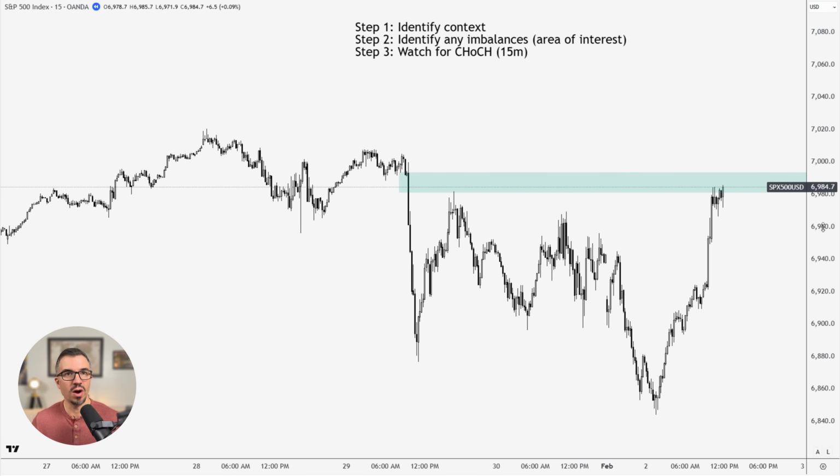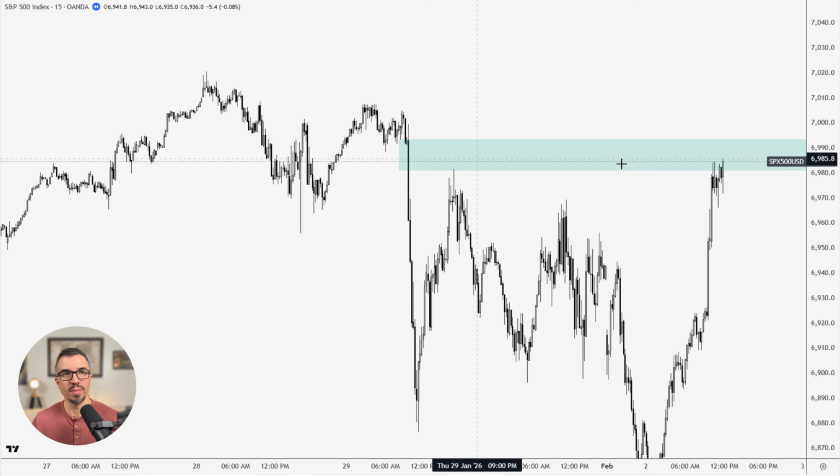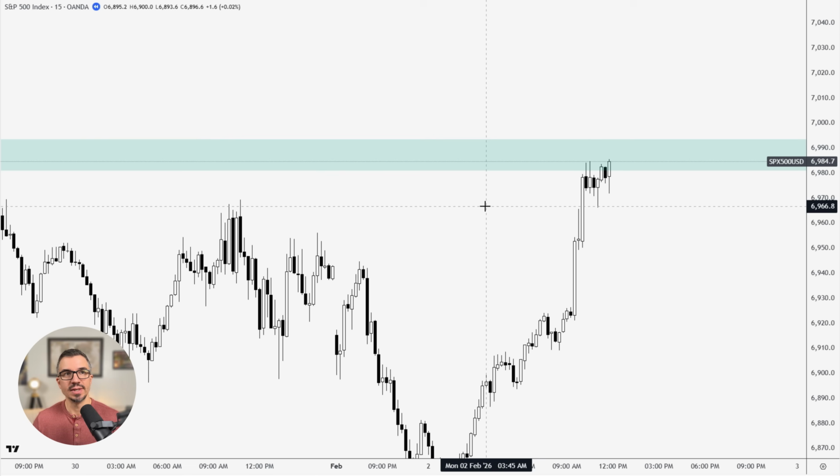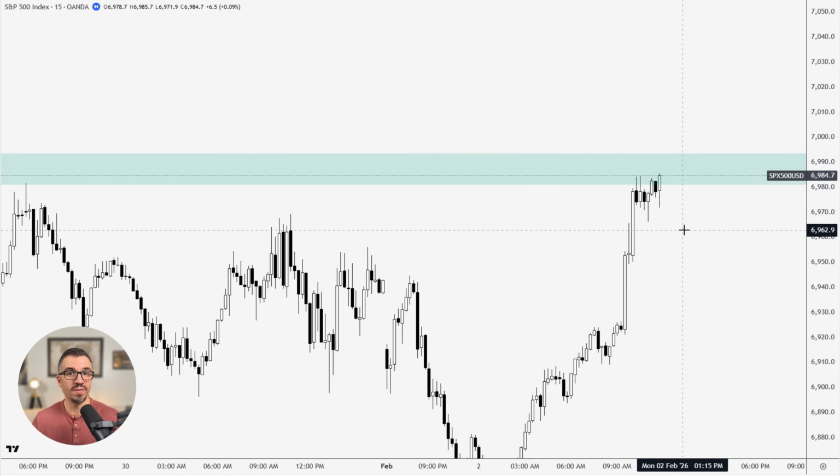Now you can see that we are into this imbalance back here, but this doesn't matter. This is not the setup. Okay, all I want to see is this mitigated. Even if we come higher than this, then that's okay. All I want to see is this mitigated first. That's step 1. Step 2 is I need to see, or step 3 in this case, actually, I need to see a change of character on the 15-minute time frame.